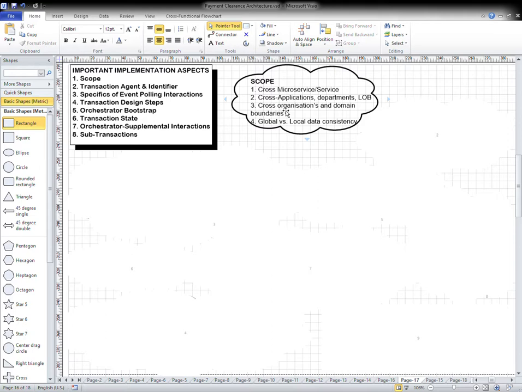The scope of a transaction usually covers several microservices or services. It can work inside an application or across applications in different departments. Cross-organization and domain boundaries are also important for the scope of the transaction, and a transaction always works with local consistent data, while the overall state of the transaction may be eventually consistent because microservices can belong to different segments of the network.